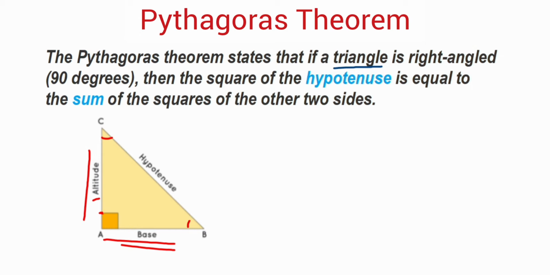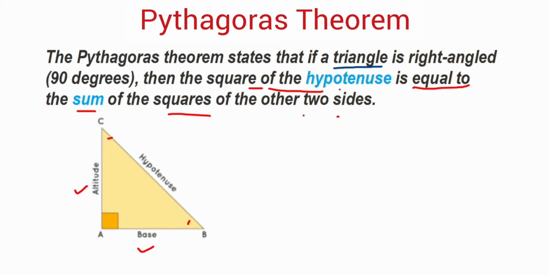Now what this theorem says is that the square of the hypotenuse, whatever measurement I have here, let's suppose 4, then the square of the hypotenuse means 4 square. That is what they mean. The square of the hypotenuse is equal to the sum of the squares of the other two sides. Sum means addition, and the other two sides are nothing but the altitude and the base.